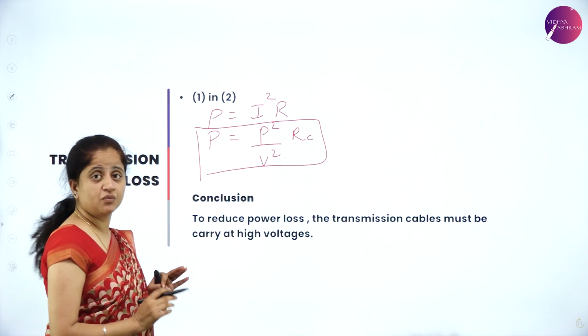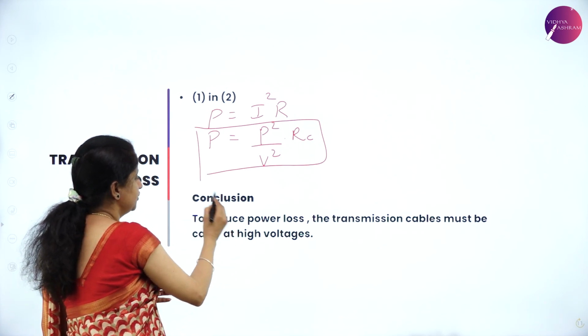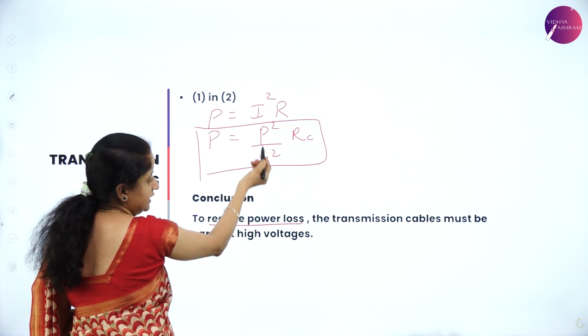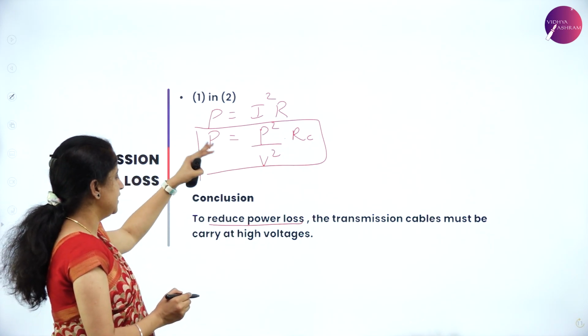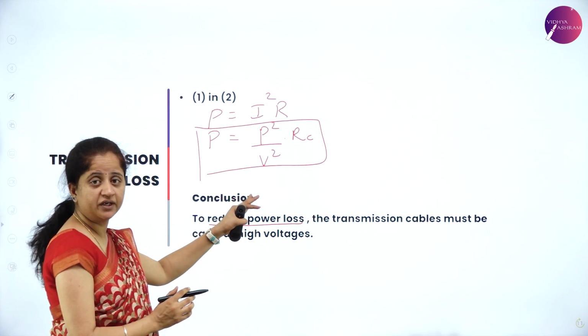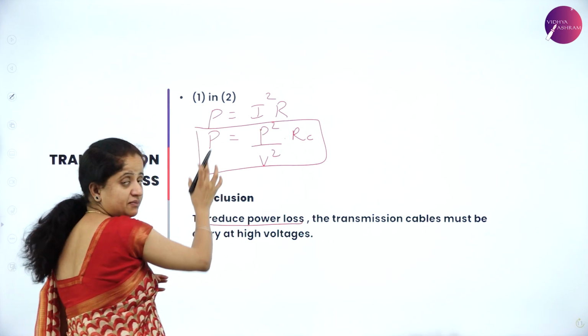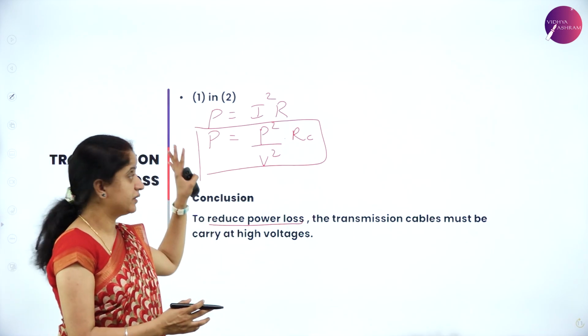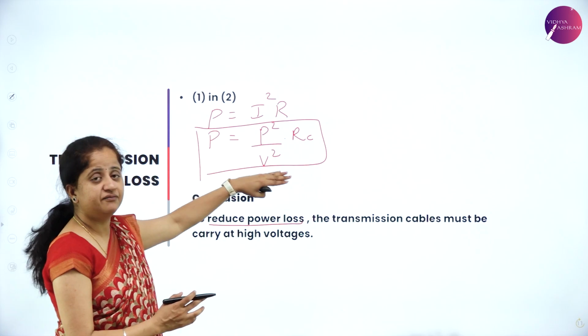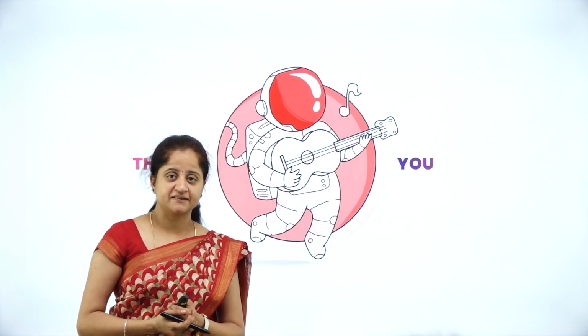From this expression, what can we conclude? We can conclude that to reduce the power loss, we have to increase the voltage, or the transmission cables must be carrying a high voltage. If voltage is more, power loss will be less. So here we can say power loss and V are inversely related, more precisely to V square. To reduce the power loss, the V value must be very high. This is all about the power in an electrical conductor, the power loss and transmission loss in cables, and the measures that have to be followed to reduce the power loss.